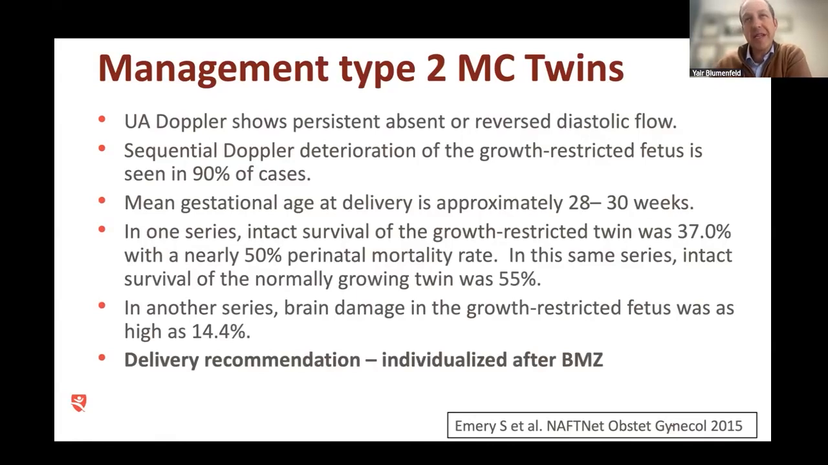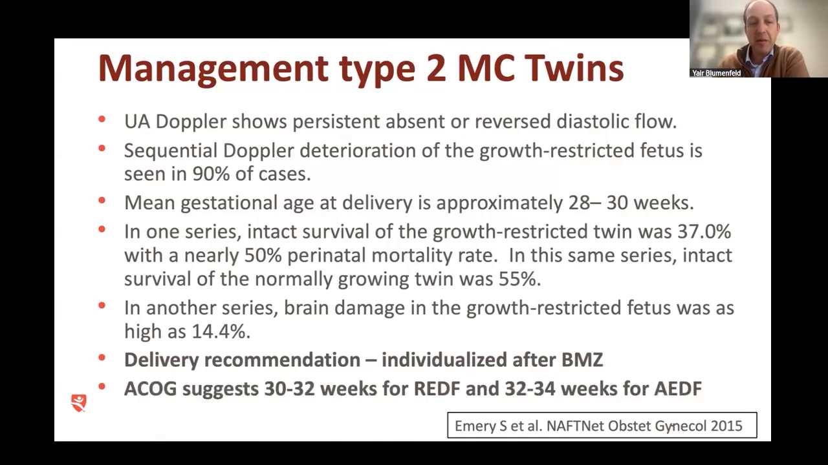I don't want to necessarily give you a number because we've certainly delivered reverse flow even as early as 25, 26 weeks. But ACOG suggests that if you can get to a reasonable gestational age, meaning 30 to 32 weeks for reverse, or 32 to 34 for absent, meaning you should not be watching reverse after 32. You should not be watching persistently absent after 34. But most of the time, these deliver before those, at least in my anecdotal experience.